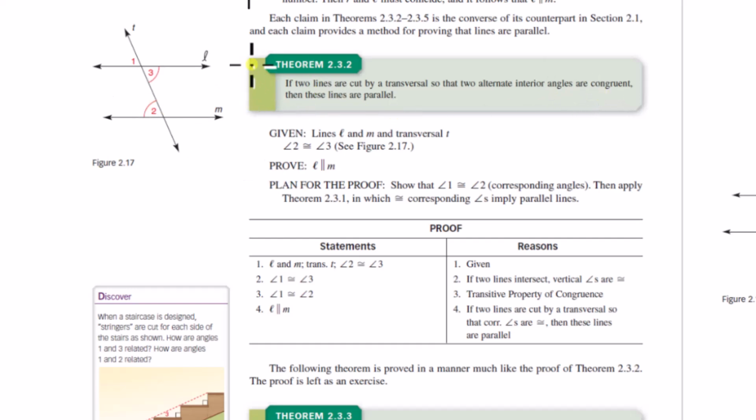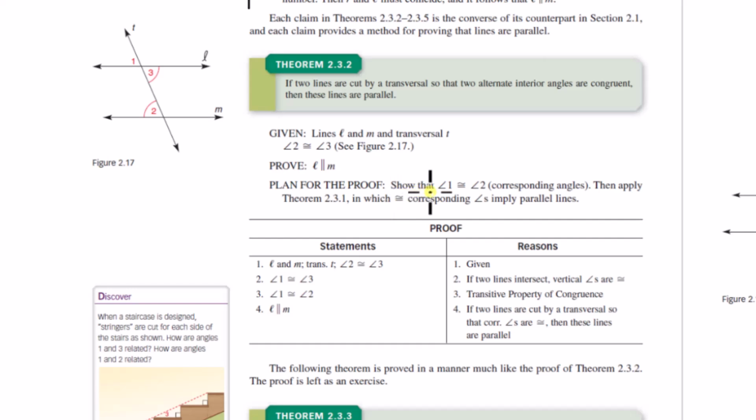We just need to show that if just one pair of alternate interior angles are congruent, then that's going to prove the lines are parallel. So, okay, we're going to do a direct proof here. So given lines L and M are cut by transversal T, but we don't know if they're parallel or not, prove that L is parallel to M.